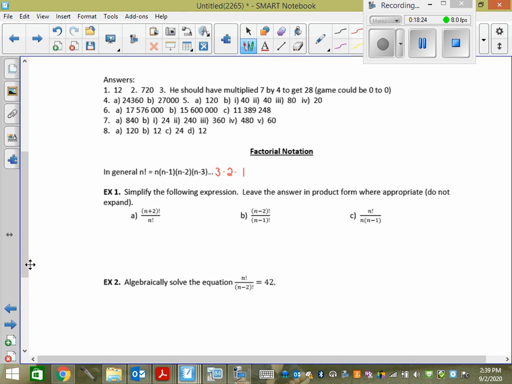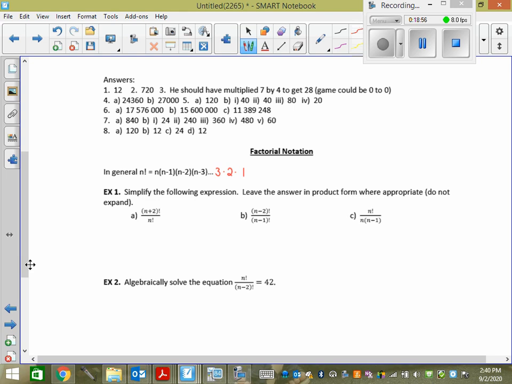So it says, simplify the following. Leave your answer in product form. What's product? Multiplying. It's the answer to multiplying, right? So your product is, they just want you to leave it in factored form. So don't go expanding it by foiling like crazy. Okay? So, leave your answer in product form where appropriate. Do not expand.